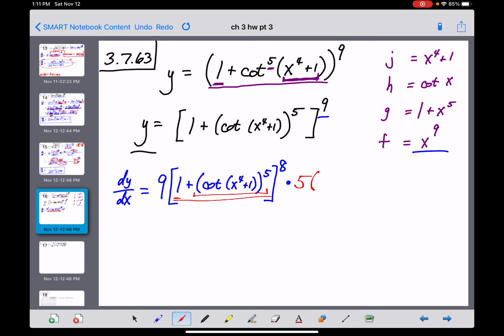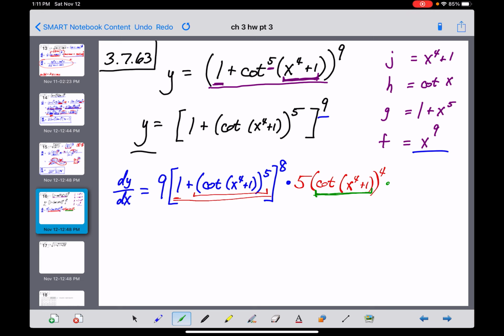5 times the exact same base. The base doesn't change. Cotangent of x to the fourth plus 1, got it, now being taken to the 4th power. But wait, there's more. Let me switch to green now. Okay, so the derivative of something to the 5th was 5 times the same base, the same something to the 4th, times the derivative now of this base right here.